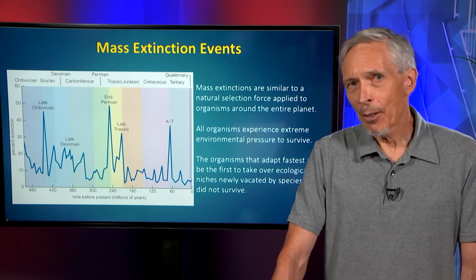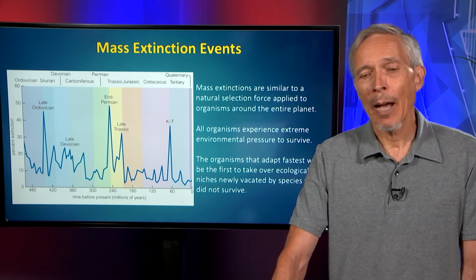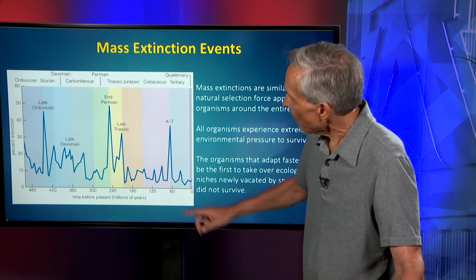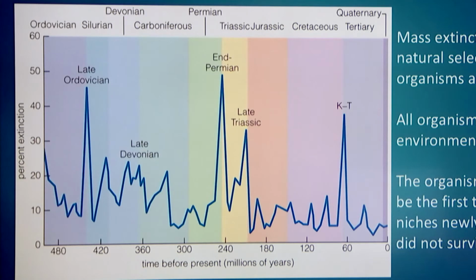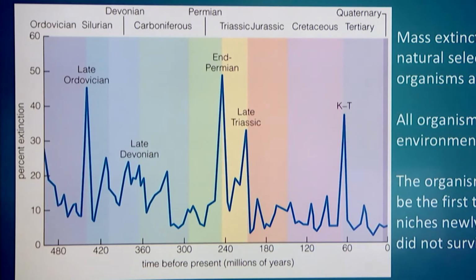We have the best evidence for mass extinction, of course, when the fossil record exists, so only going back 500 million years. In this graph, we see the percent of extinction over cosmic time in the last 500 million years, remembering that much of this is measured in the oceans. And you can see the peaks correspond to mass extinctions.